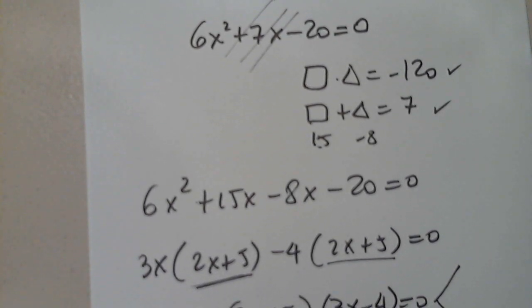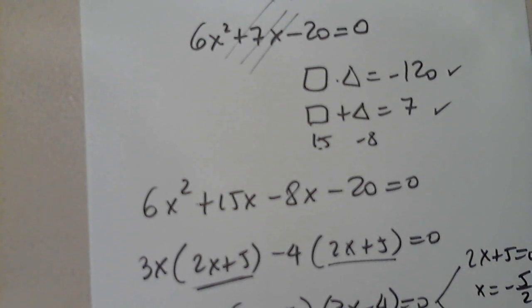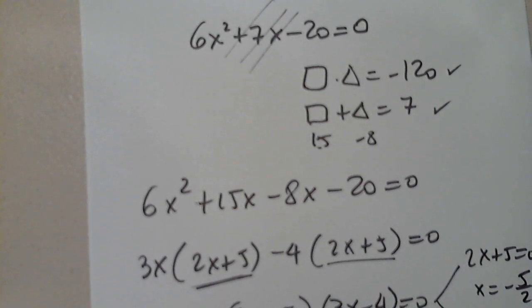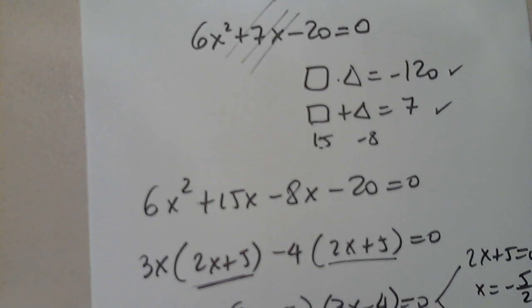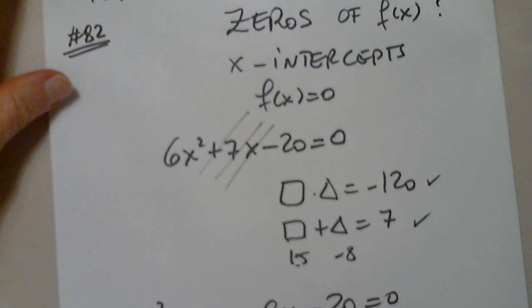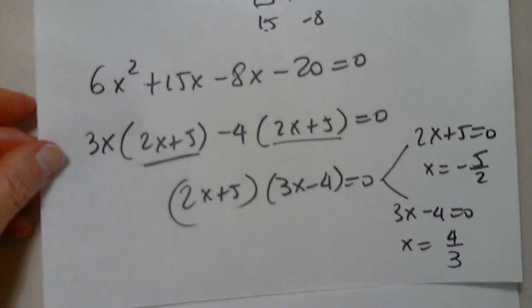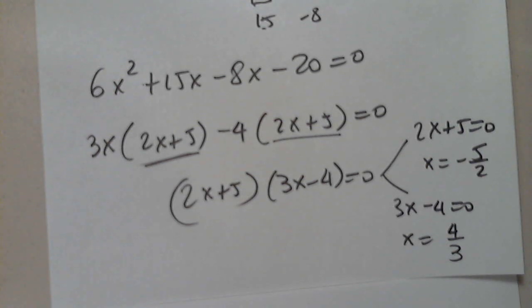2x plus 5 equals 0, x equals negative 5 halves. 3x minus 4 equals 0, x equals 4 thirds. In order to finish up this A.8 finally, any questions on this for me? Any questions? Anyone? Okay.